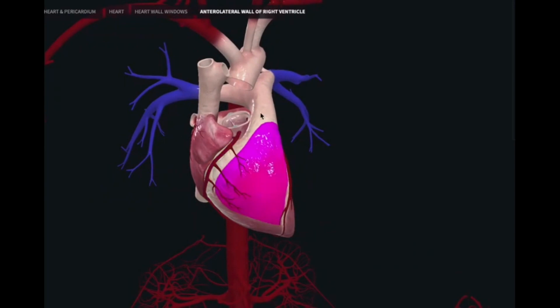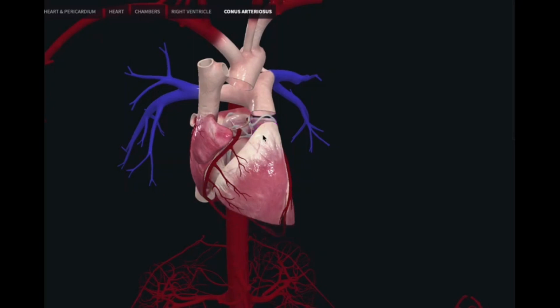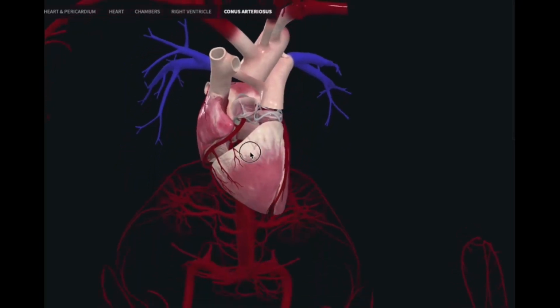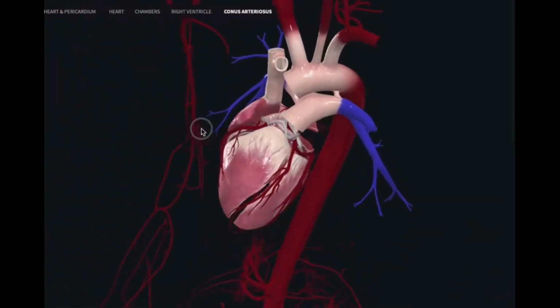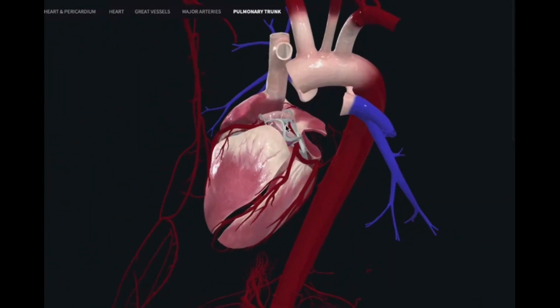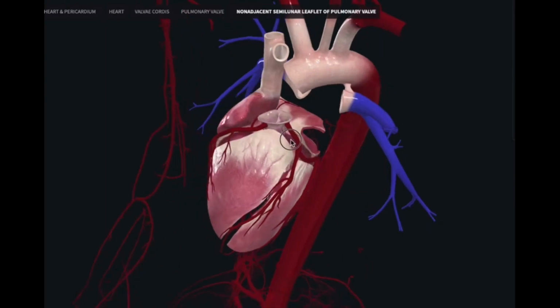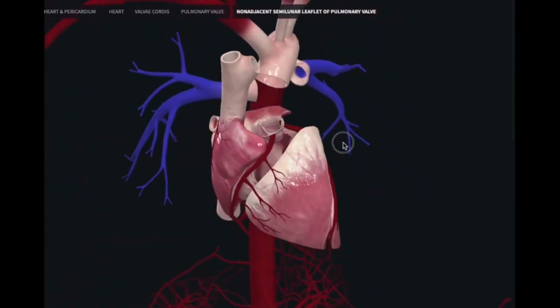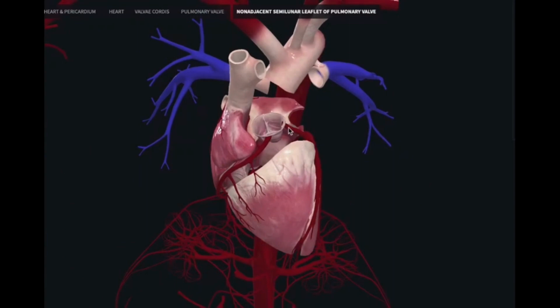So in order to view it, we would need to completely get away from the conus arteriosus, which is part of the pulmonary trunk. Once you remove that, you can see the left coronary artery usually starts off with the aortic valves. So now this is a clear view of the left coronary artery. You can see the left coronary artery, which is highlighted on the screen on the top here.